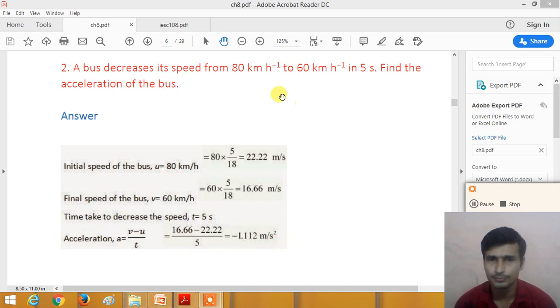So here initial speed ज़्यादा है and final speed क्या है? कम है. So acceleration क्या आएगा हमारा? नेगेटिव में आंसर आएगा. So it is called the deceleration also, retardation also, right?